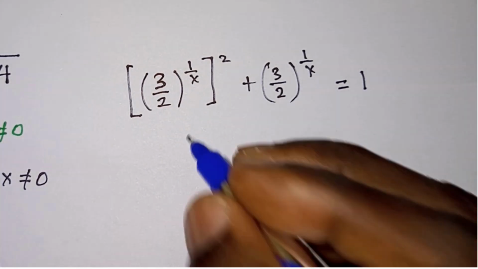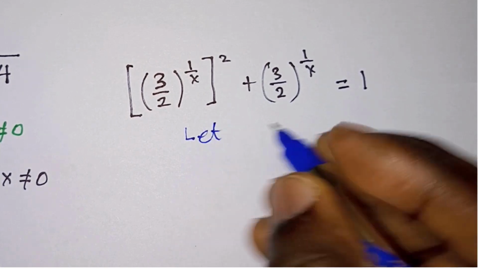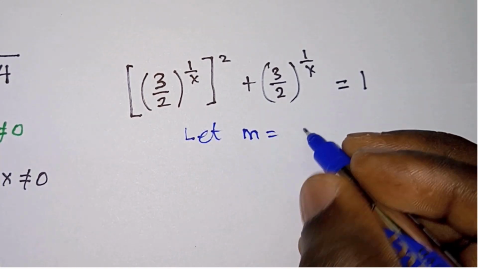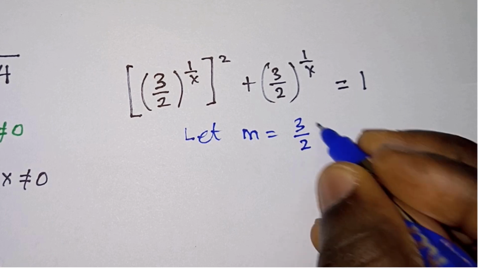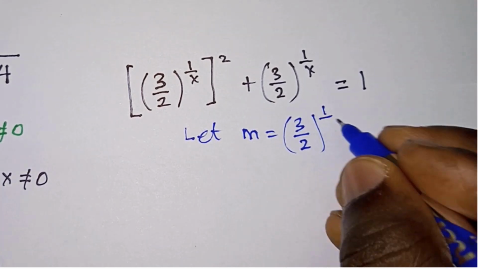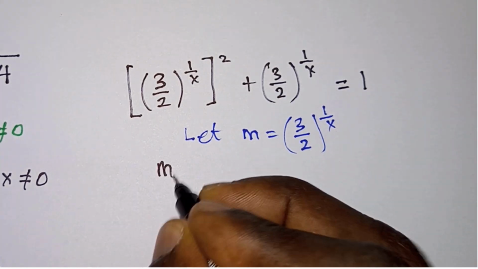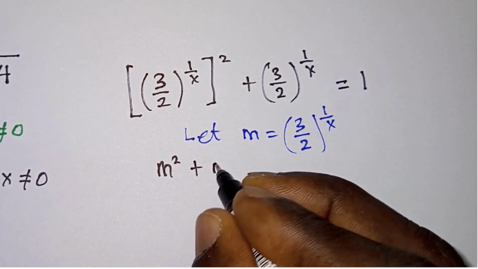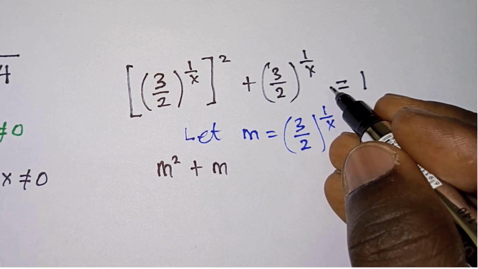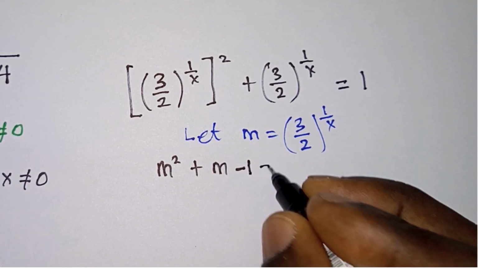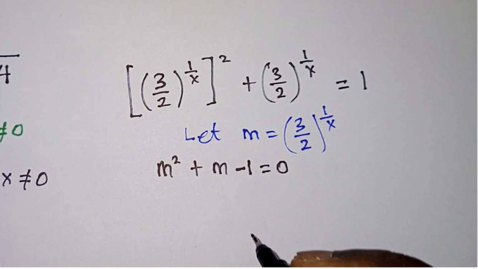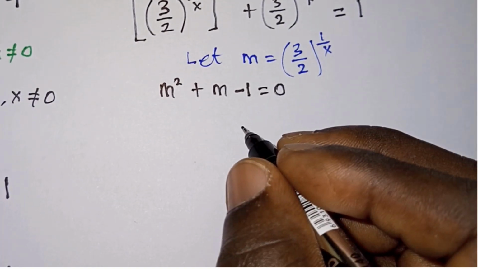Now let's go ahead and then let m equal to 3 divided by 2 all to the power 1 over x, so that the equation now becomes m to the second power plus m. Now let's bring this one to the left. So we're going to have minus 1 is equal to 0. And you can see we have a very nice quadratic equation here.